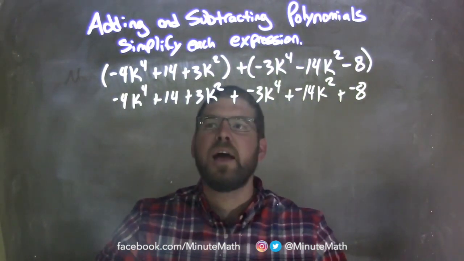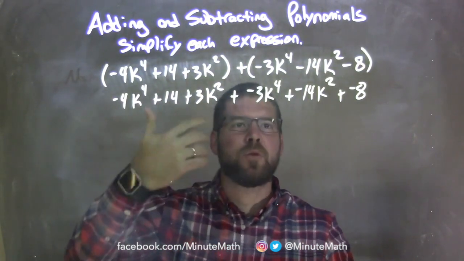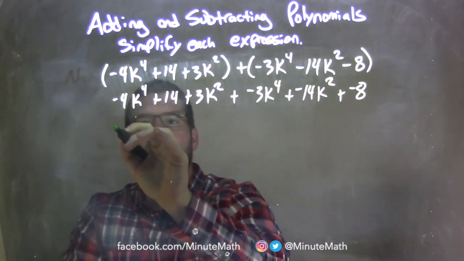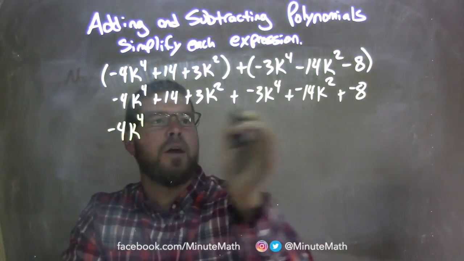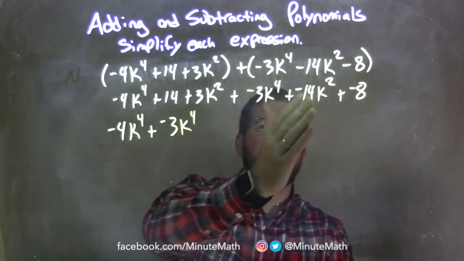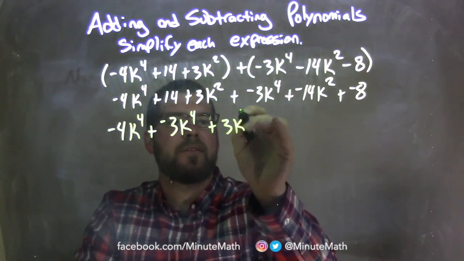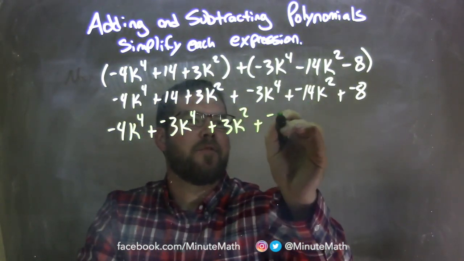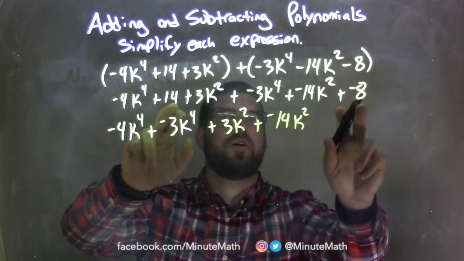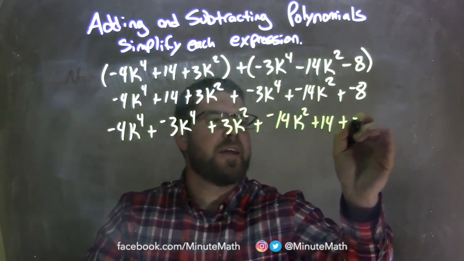So now, I'm going to rearrange, just like we did the other ones, putting our like terms first and highest degree first. So I see mine to the 4th powers. Both of them had something to the 4th power. So I'm going to rewrite that first. Negative 4k to the 4th, and then plus a negative 3k to the 4th. We don't have anything to the 3rd power, but let's look to the 2nd power. I see a 3k squared. So we have plus 3k squared next. And then this one here is plus a negative 14k squared. Lastly, we're just left with our numbers here. All right, 14 and negative 8. So we have plus 14 and plus a negative 8.